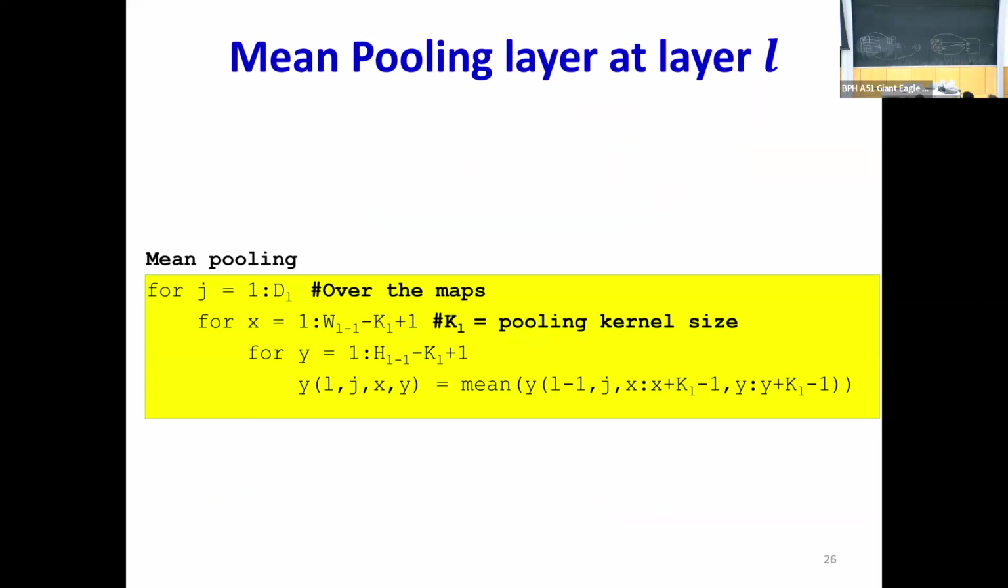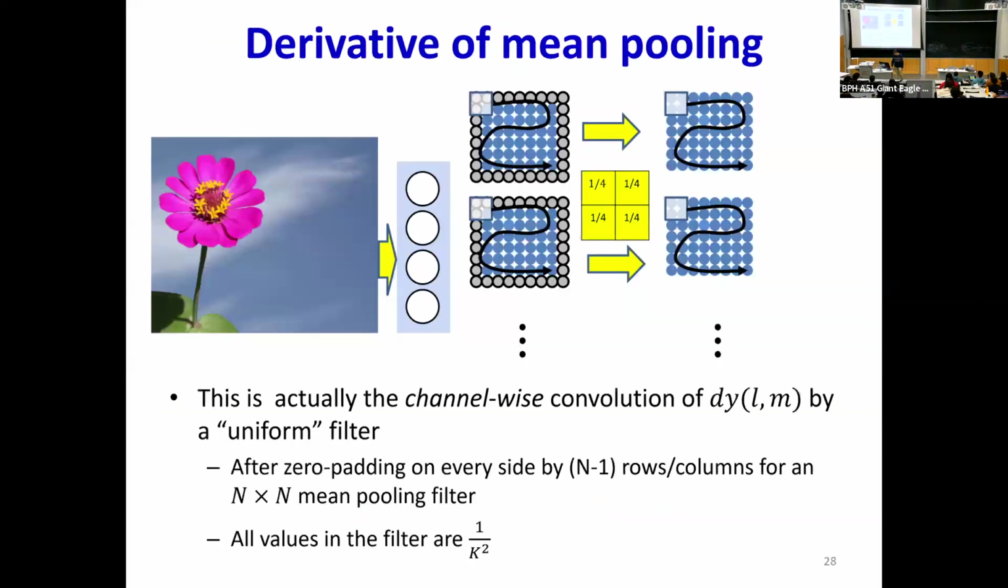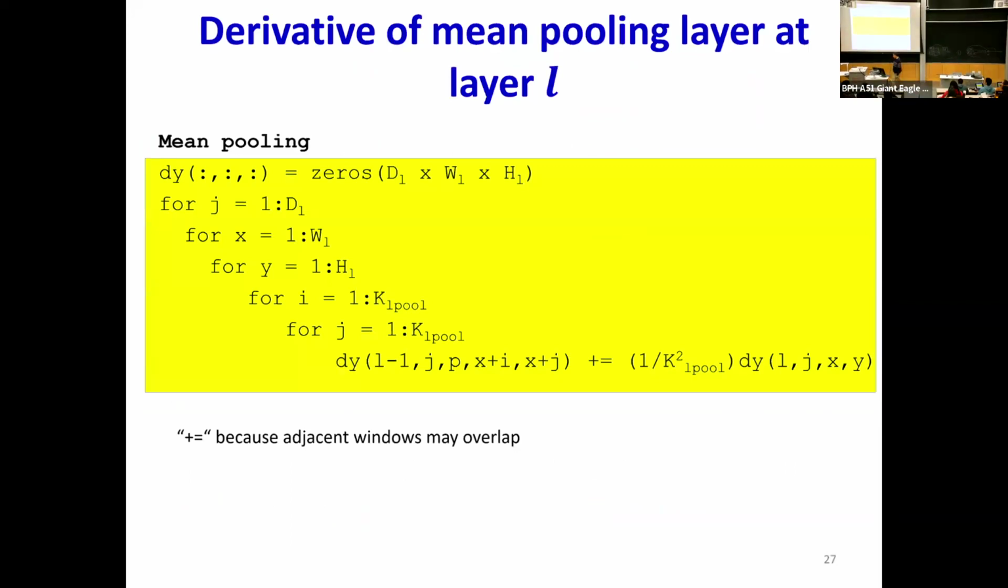Going forward, you'd be computing the mean at each window at each location. Going backwards, I just take the derivative that I got at the output and divide it by the number of elements in the window, which is 1/k², because the window is k cross k, right? And distribute it equally over all of the cells that contributed to that pooled mean.